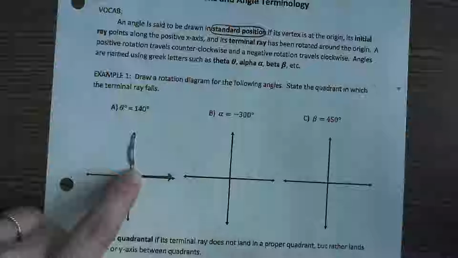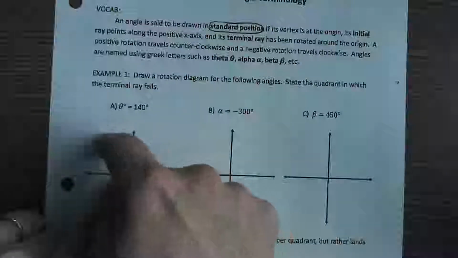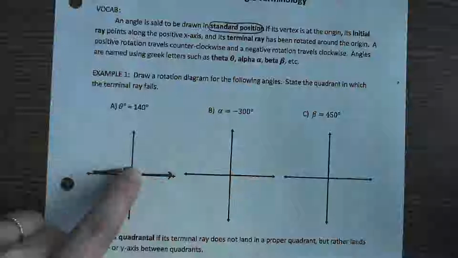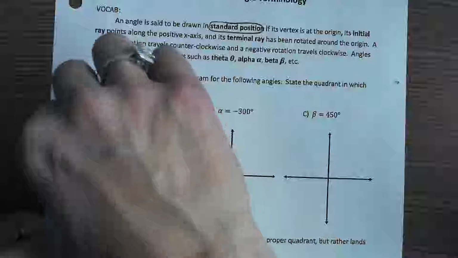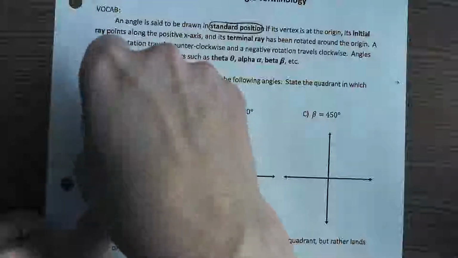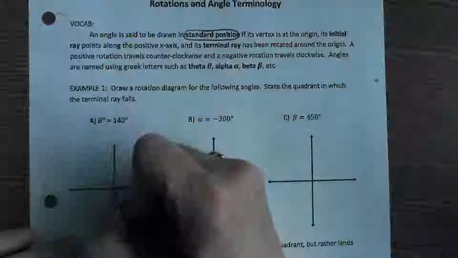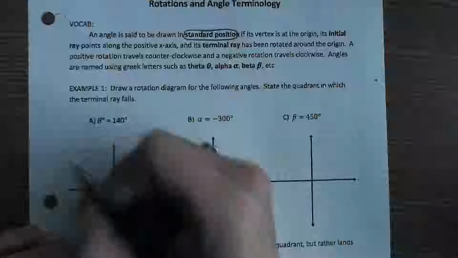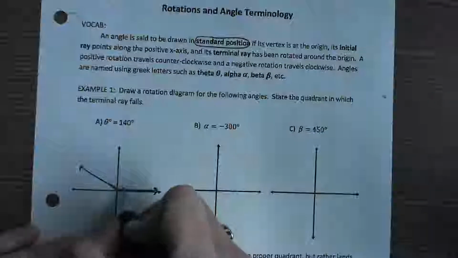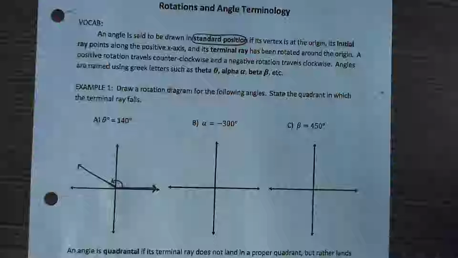So how many degrees would that be? 90. How many degrees would that be? 180. So 140 is obviously somewhere between 90 and 180. So 140 would be somewhere out there. So what you will do is throw that terminal ray in the appropriate quadrant, wherever it falls, and you also do a little arrow that shows the direction in which you opened the angle.